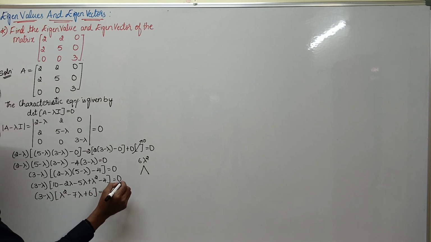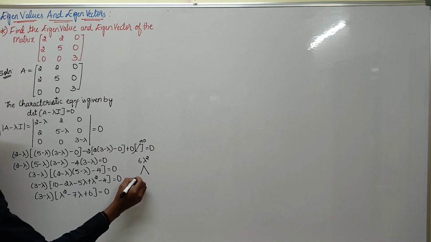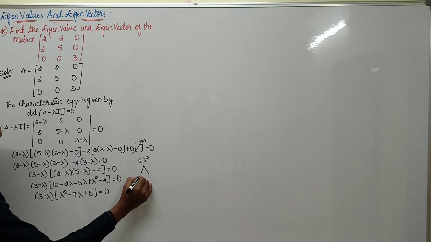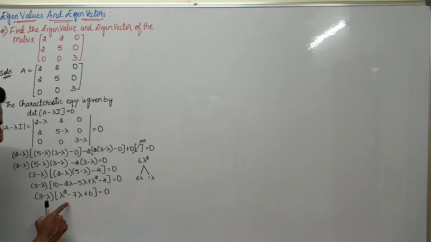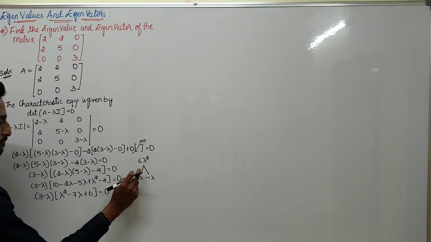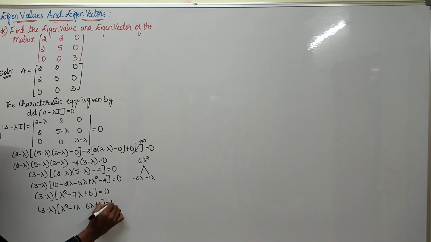How to simplify? If you get 6, 3 twos are 6, we are getting 5 twos are 10. To get 6, okay, 6 lambda into 1 lambda. Since I need to get minus 7 lambda, plus 6 ones are 6, lambda into lambda square, that is 3 minus lambda. Just I am going to interchange: lambda square minus 1 lambda minus 6 lambda plus 6 equal to 0.